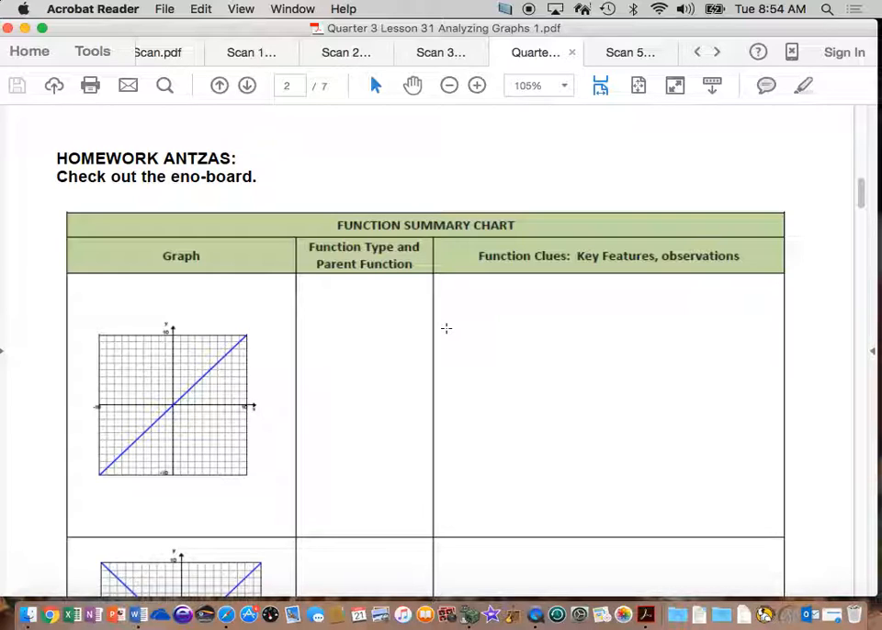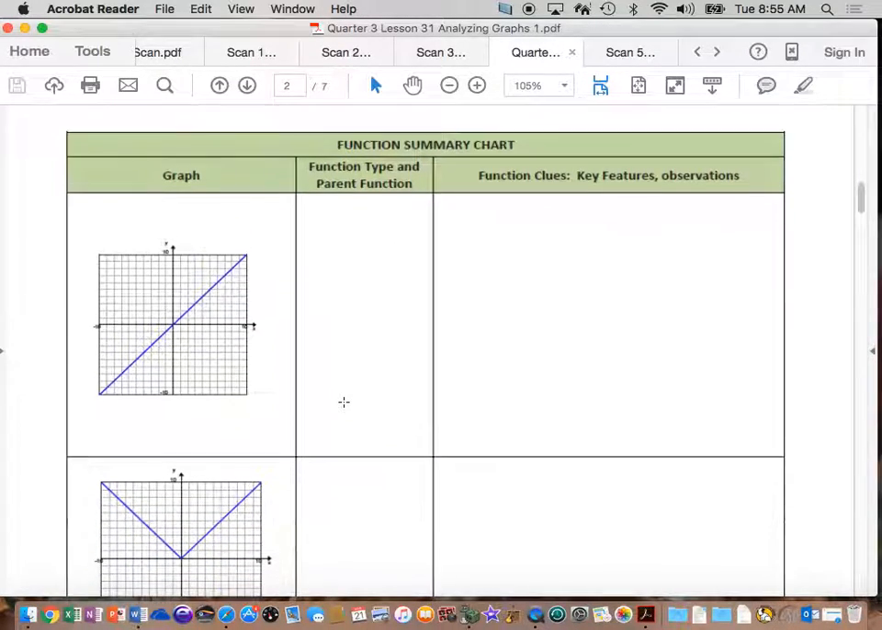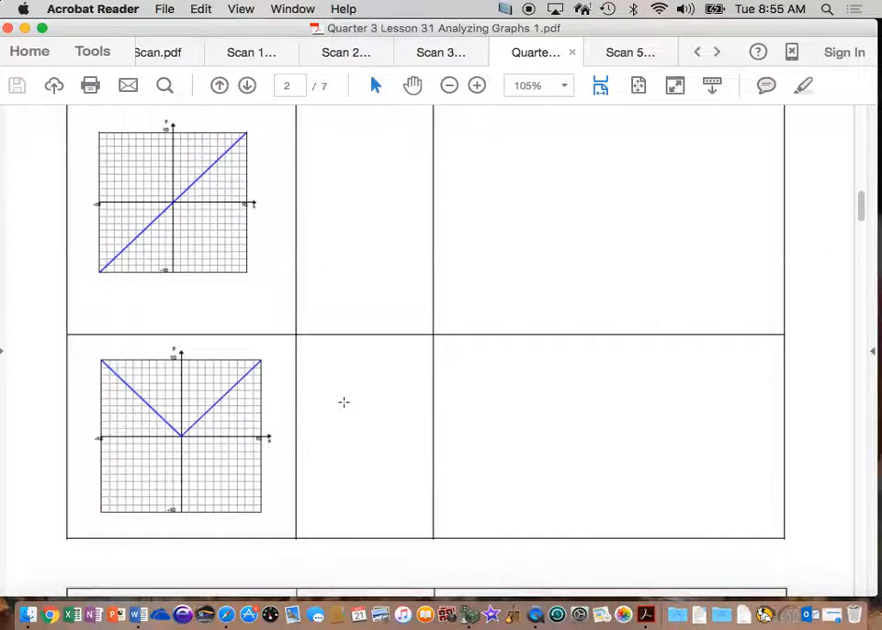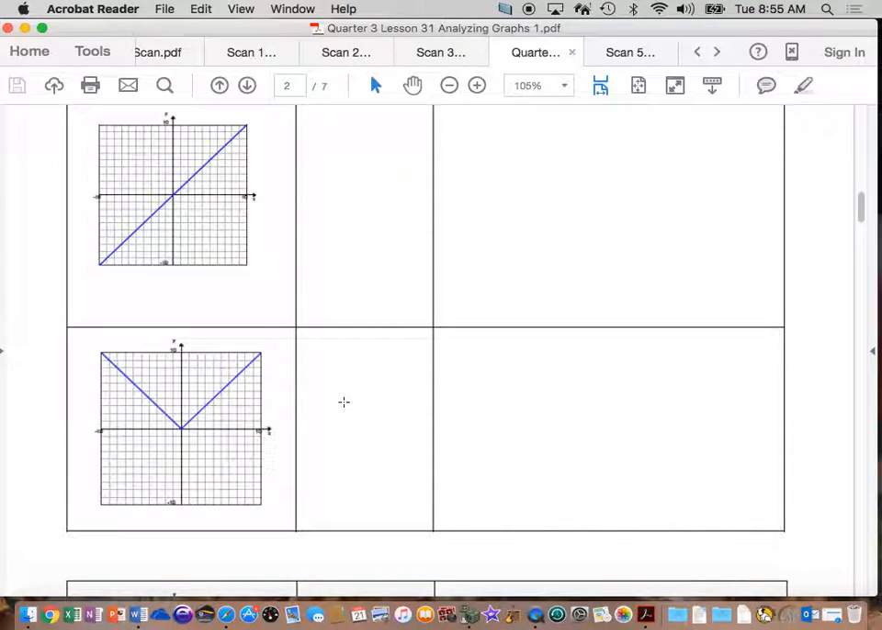What's the parent function of this particular graph? Y equals mx, well, m, and what's the slope of this? 1. So it's y equals 1x or y equals x. That is the parent function, okay? Now, I didn't do anything to this graph yet, so it's just still going to be y is equal to x.